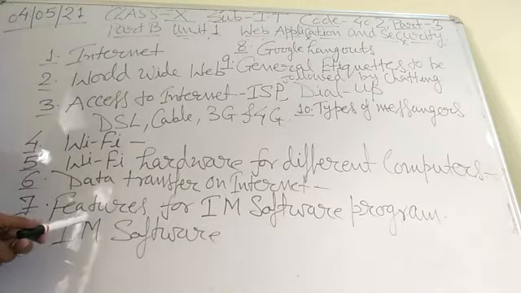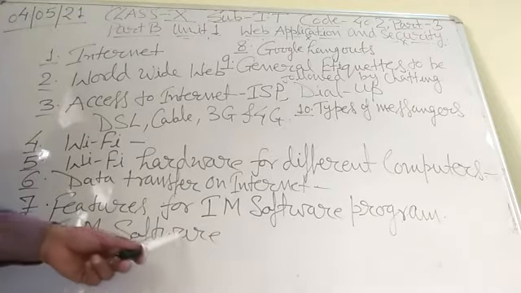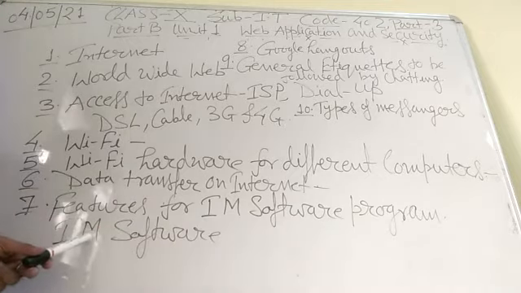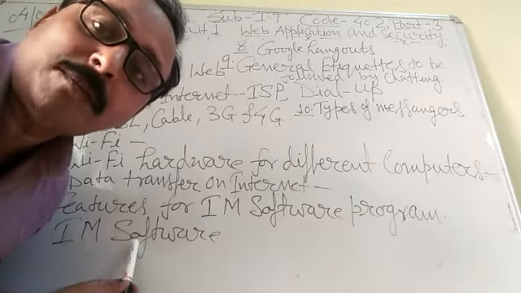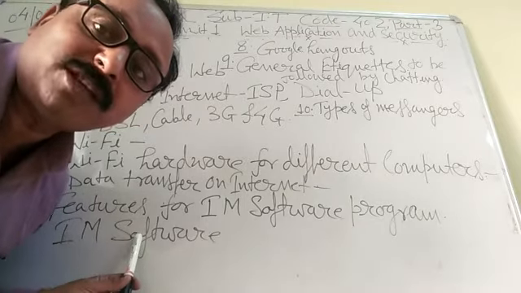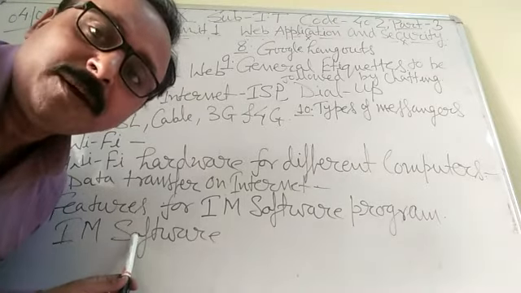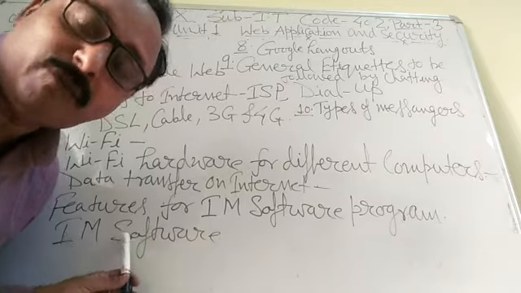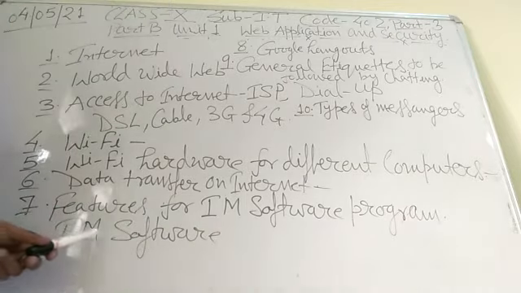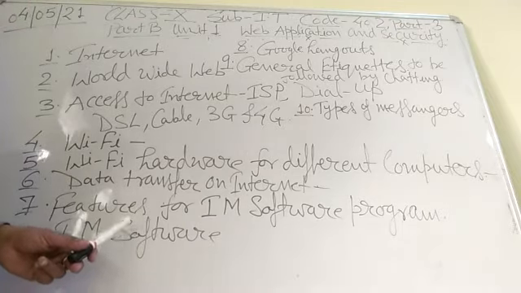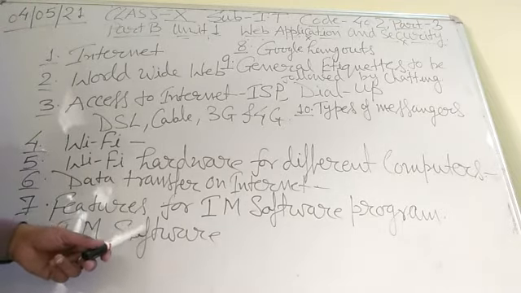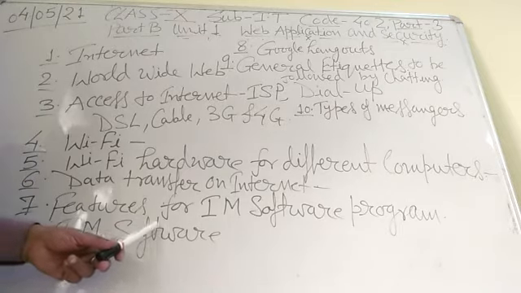Now next I am going to discuss instant messaging software. Here are the two types of instant messaging software: application based software and web based software. Now I am going to discuss the application based. Some examples of application based software are Google Talk, Skype, Yahoo, WhatsApp, Windows Live Messenger, Hike, Facebook and WeChat.